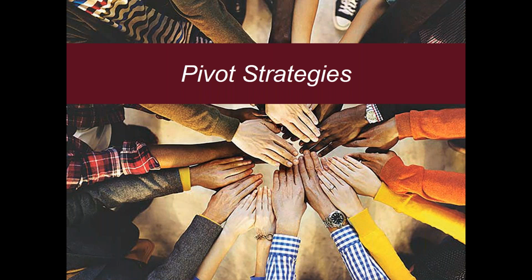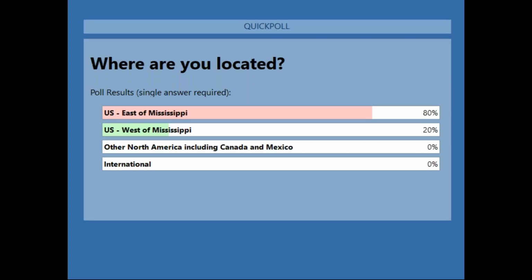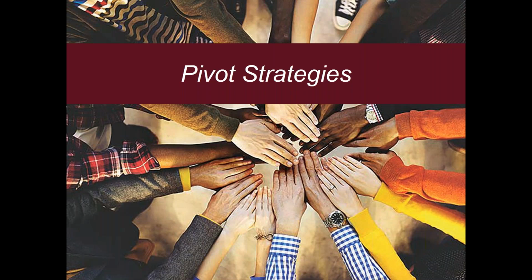Excellent. Let's do our first poll then, which is, where are you located? The poll will pop up on your screen. Click on the selection and then click on submit. All right, looks like everyone has submitted. We are mostly east of the Mississippi, about 3/4 east of the Mississippi, and about 1/4 west of the Mississippi. For our second poll, we want to know what type of MBA program you are considering.